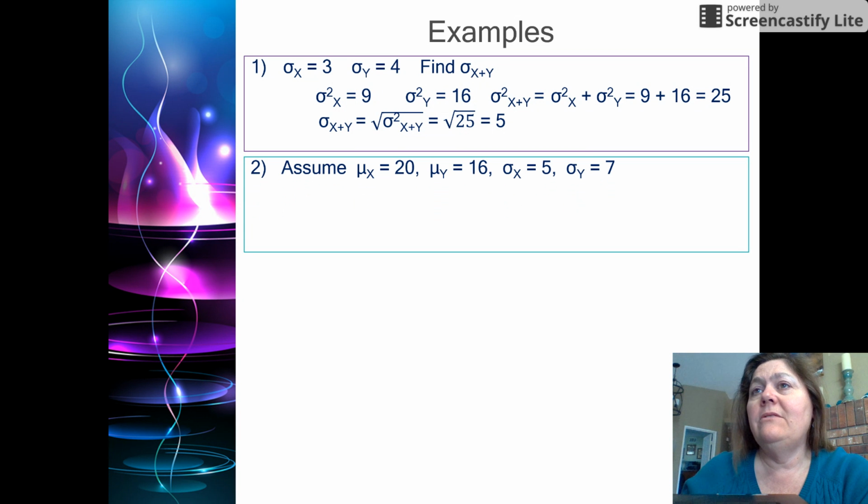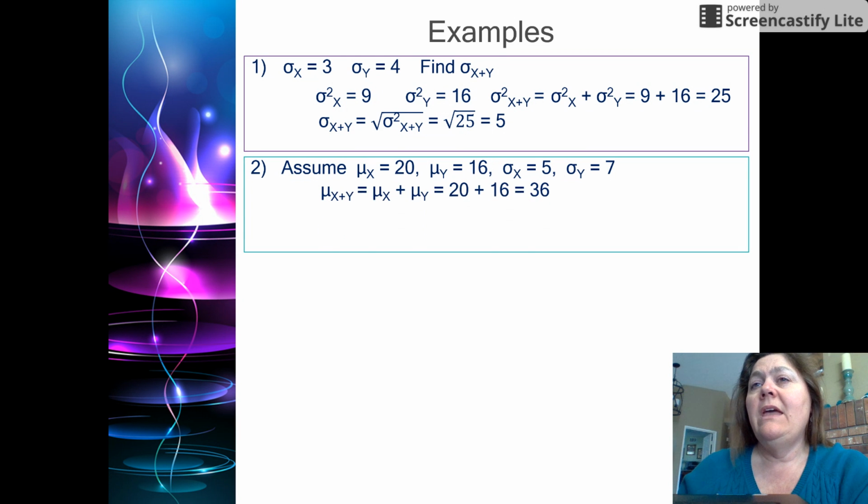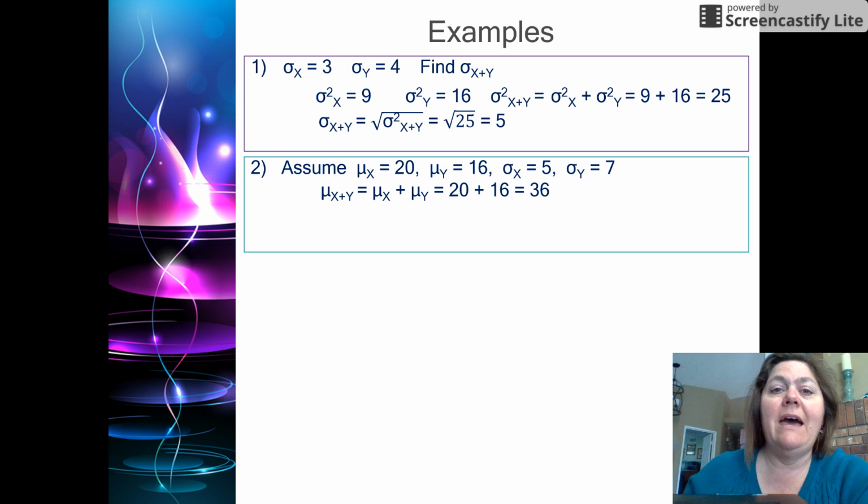So let's look at another one. Here's where you know your means of two separate distributions and your standard deviations. And so the mean of x plus y is going to be just the means added. Okay, 20 plus 16, 36. Good.